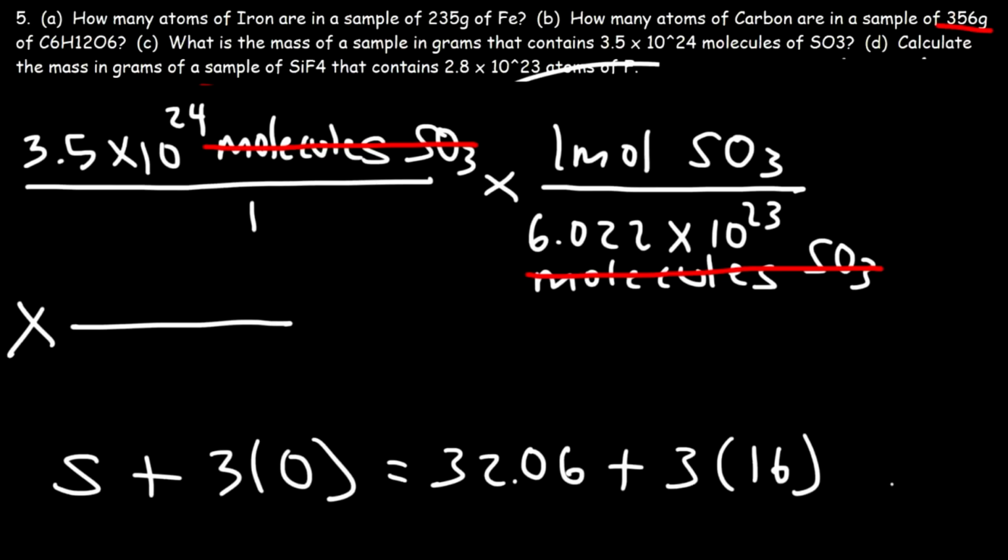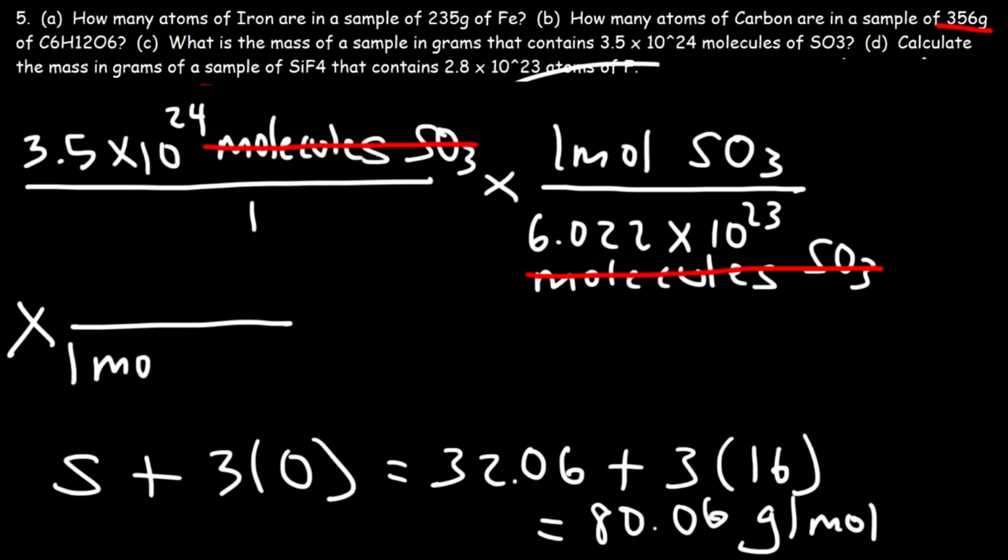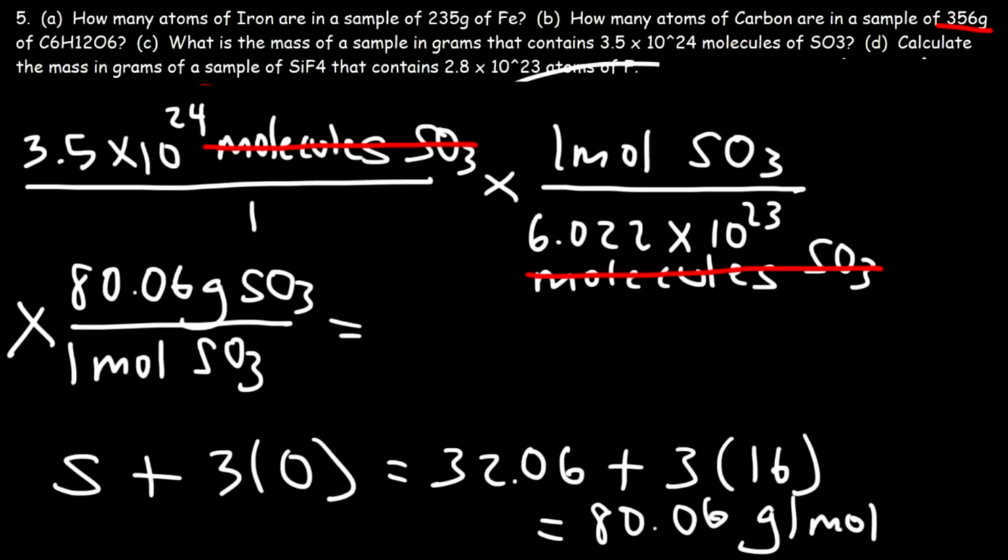And so you should get 80.06 grams per mole. So what this means is that 1 mole of sulfur trioxide has a mass of 80.06 grams. And so since we had the unit moles of SO3 on the top left, in the third fraction it has to be on the bottom right so that they will cancel.